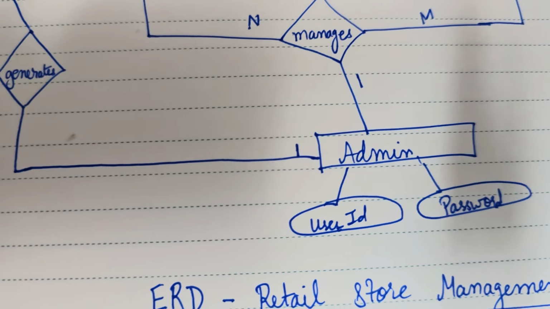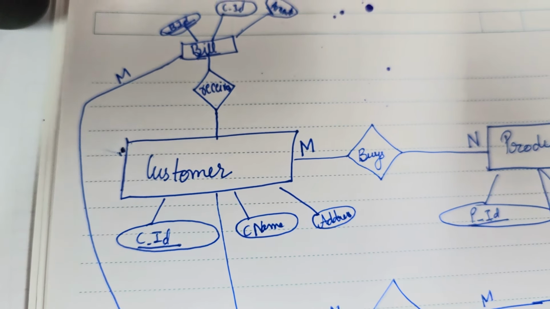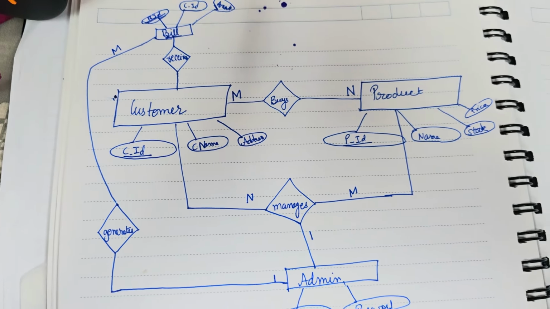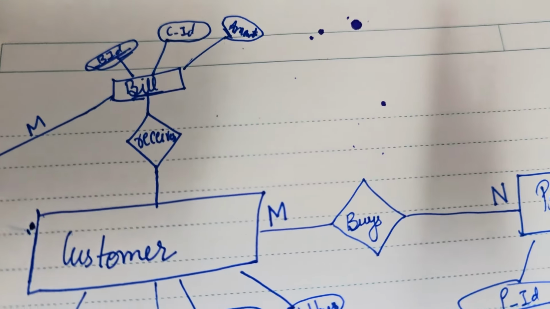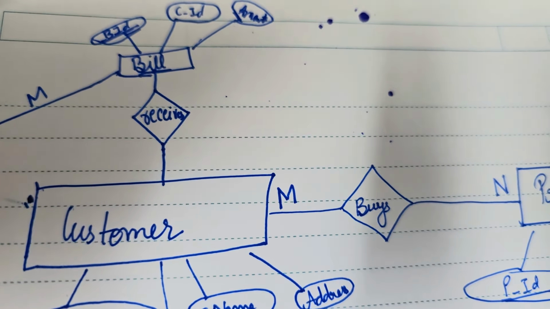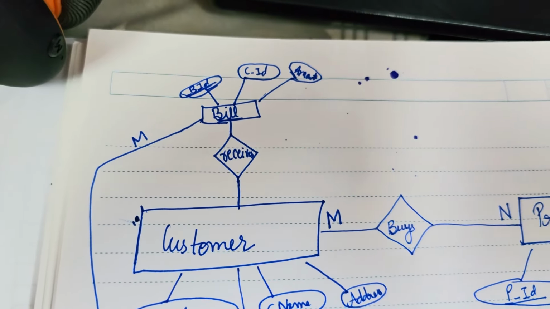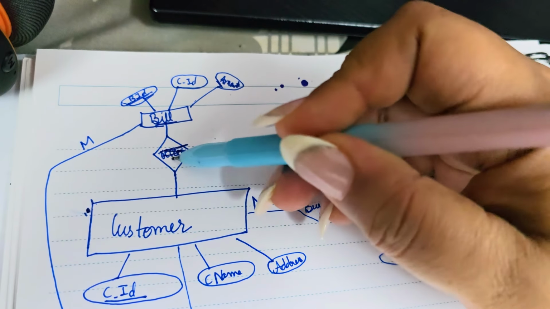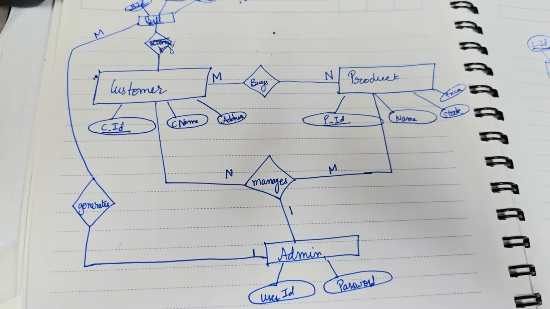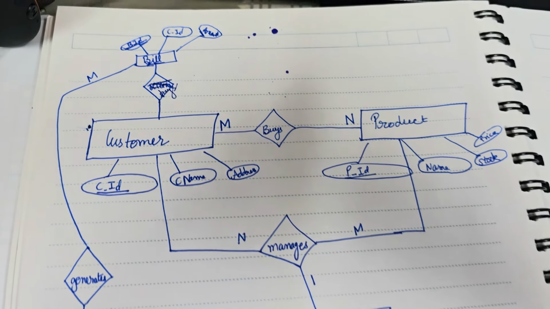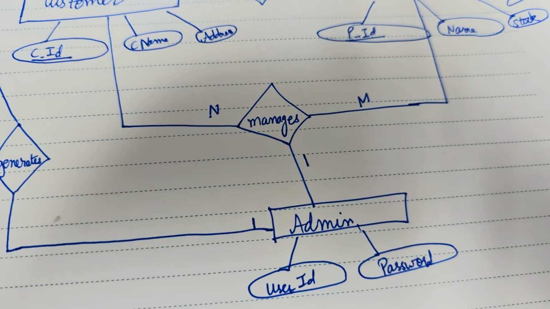Then another relationship is that admin generates bill. So we have one relationship between admin and bill. And then you have customer receives bill, or we can say customer pays bill. Either you can write customer receives bill or you can change it to customer pays bill. You have to write down these assumptions somewhere in points form, and then this is your complete diagram, but you have to do cardinality also.